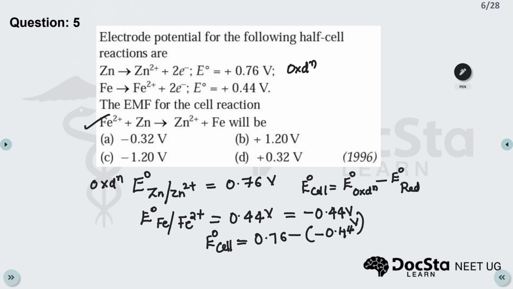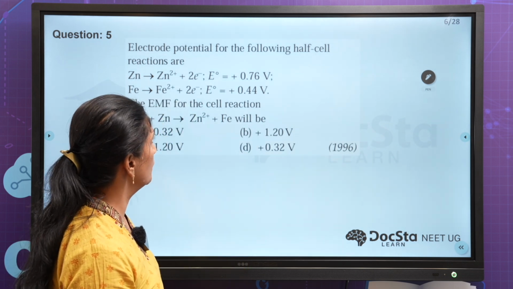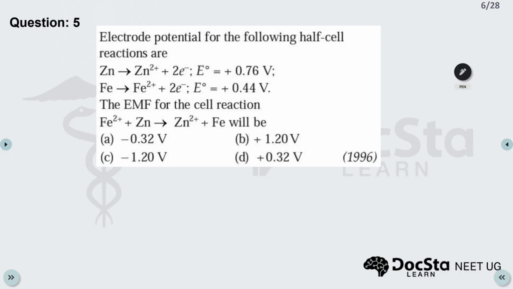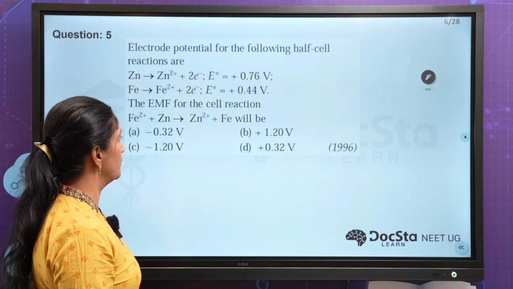Okay, so this value, if you solve, you get the value for the E0 cell. Coming to the next question: the electrode potentials for the following half cell reactions are given, that is zinc getting converted to Zn2+, with an E0 value of 0.76 volt, whereas for iron the E0 value is 0.44 volt, and we are asked to determine the EMF of the cell reaction.